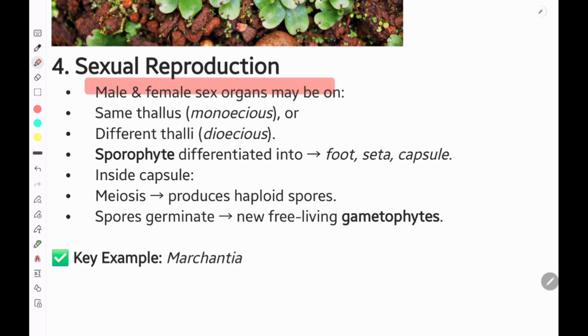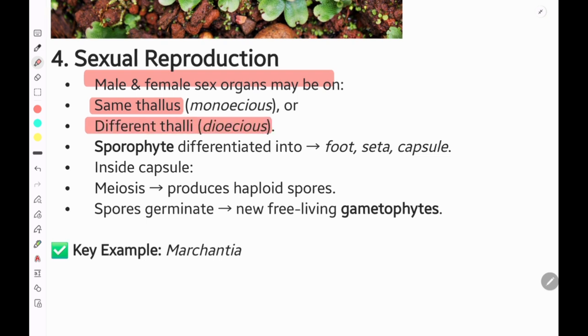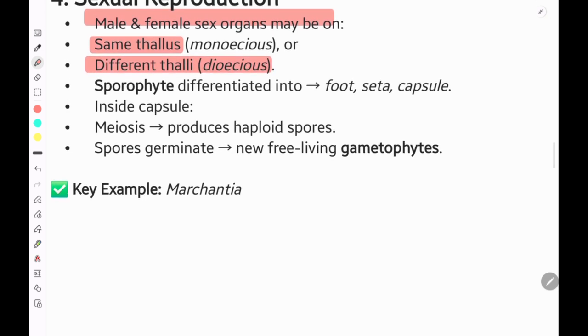Both male and female on the same thallus. If they are on the same thallus, they are called monoecious. If they are present on different thalli, they are dioecious. The sporophyte is differentiated into foot, seta, and capsule.